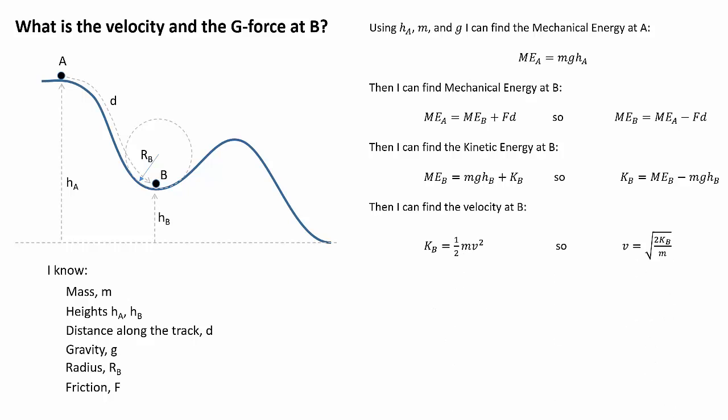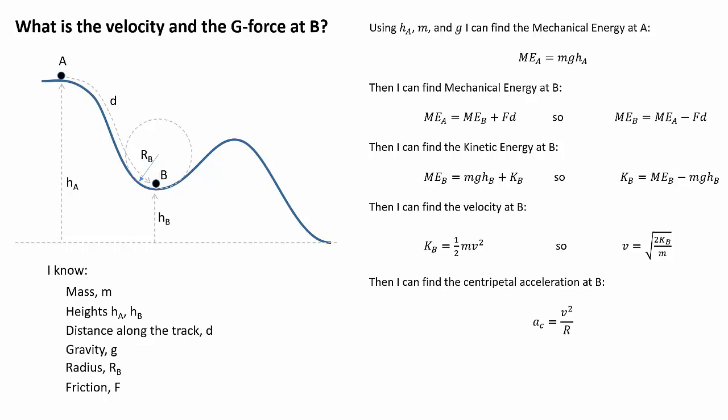Alright, so if I've got the kinetic energy at B, then I can find the velocity at B. I can simply use the formula kinetic energy equals half mv squared, and rearrange that. I can calculate velocity equals the square root of 2 times the kinetic energy at B, which we've just calculated, divided by m. So the square root of all that gives us v. So we've been able to calculate the velocity at point B. Now what about the G-force? To find G-force I need to work out first my centripetal acceleration, and centripetal acceleration is calculated simply by using our formula for centripetal acceleration, v squared on r.